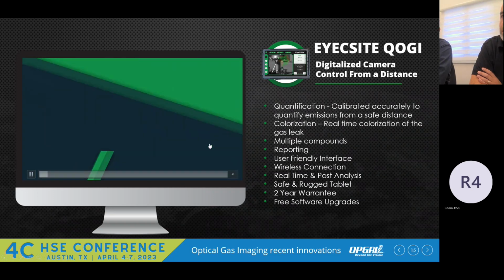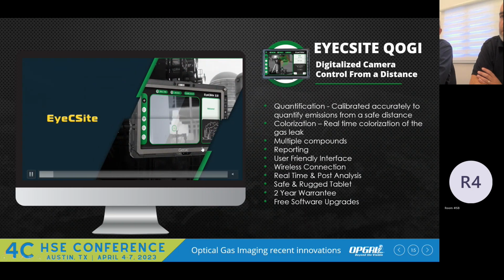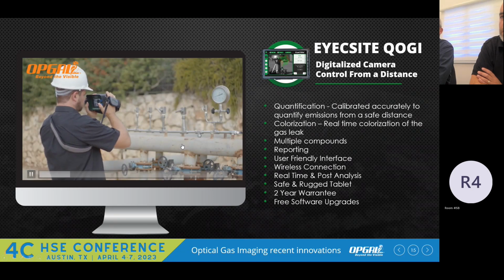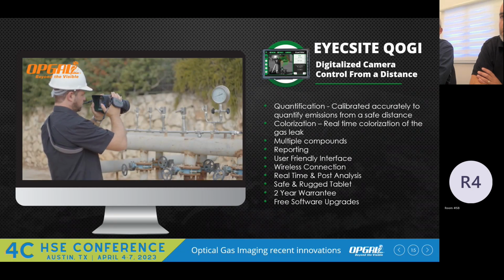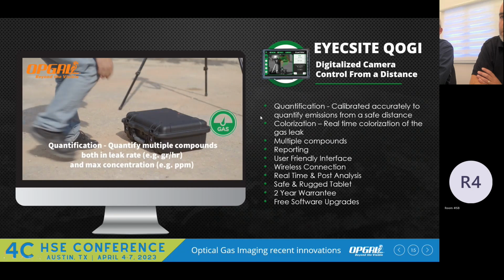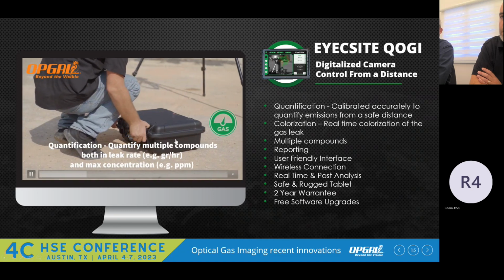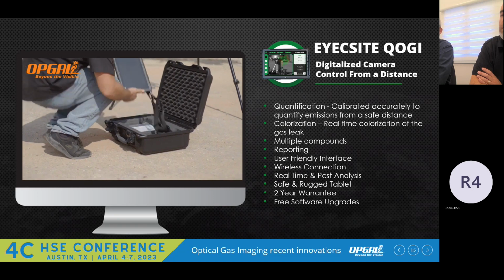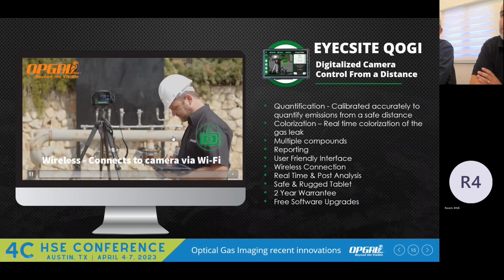This is a short movie on the procedure. You have the ICGAS tablet. You find the leak with the ICGAS camera. Once you find a leak, you can take out the tablet, connect it wirelessly to the camera. The camera will be on a tripod.